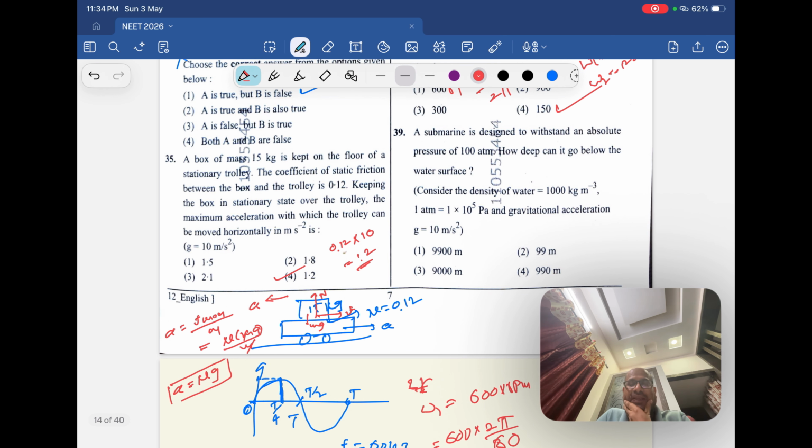Yeah. Next we have a submarine designed to withstand an absolute pressure of 100 atmospheres. How deep can it go? Direct question you can write. So pressure because of fluid is h rho g. Okay, you can calculate from that.